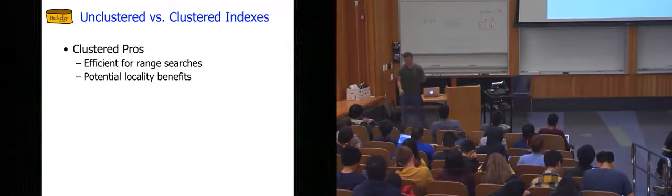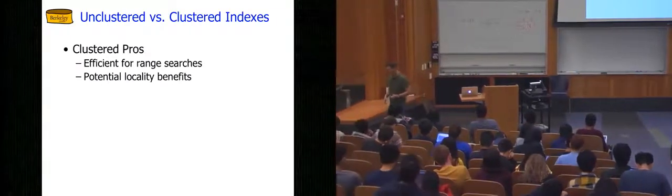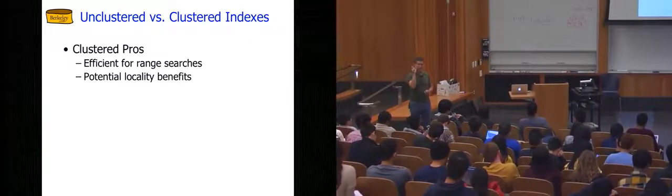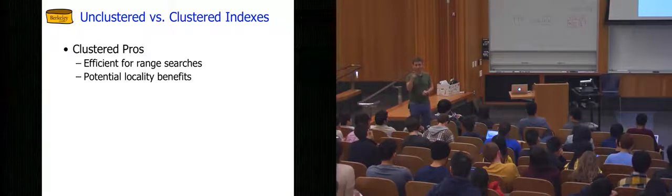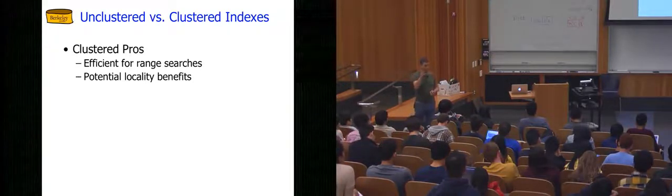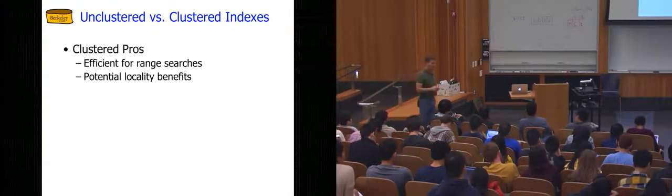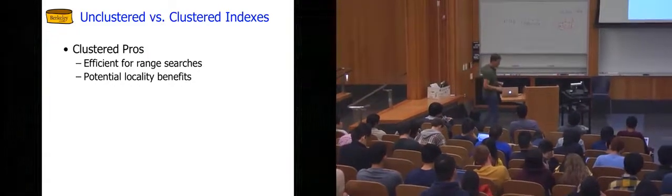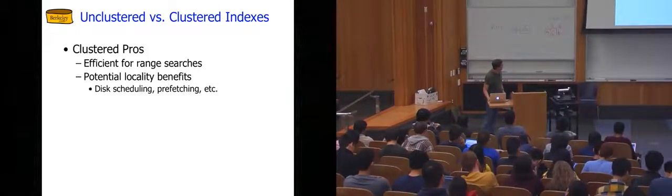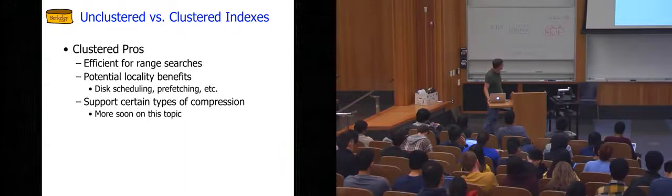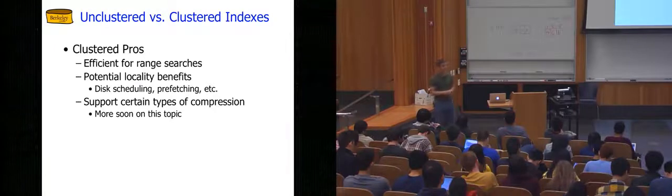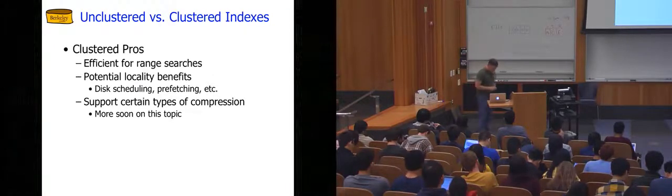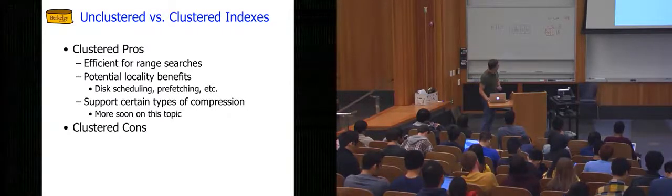And there are 2 benefits. One is that you get a page full of good stuff. And the other is locality: the pages at the leaf level, the pages in the heap file, are probably close to each other on the disk, right? So you don't do seeks, you do scans. And that can allow you to do better disk scheduling and prefetching and all kinds of good stuff. Also, if you know that things are sorted, you can do certain kinds of compression. And we'll talk about this later on. We won't talk about this now.